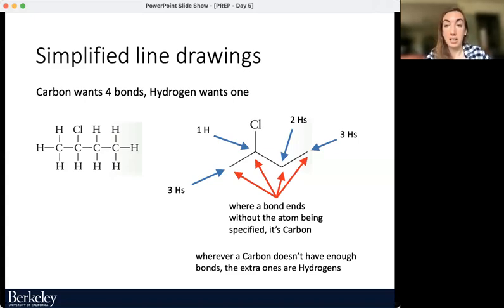Just to say it again, if we have a bond that we've drawn and it ends without us specifying what element it is, it's carbon. If we haven't drawn a bond at all, but we know there must be one there in order for carbon to have enough bonds, the extra bonds are hydrogen. And then for any other atom, like the chlorine right here, we just draw it like we would have before. Does this make sense? I know this is really confusing. I remember being really confused by this the first time.